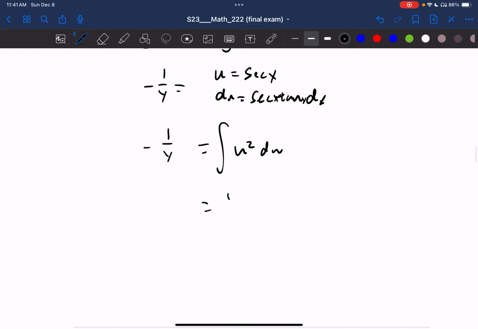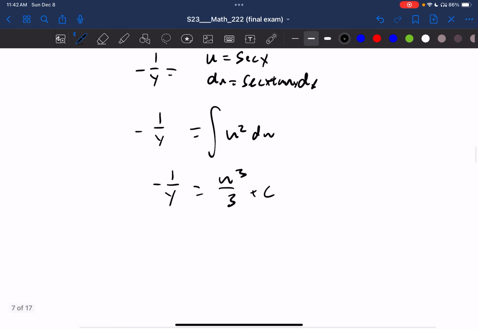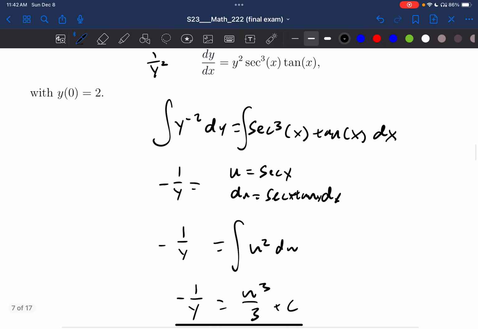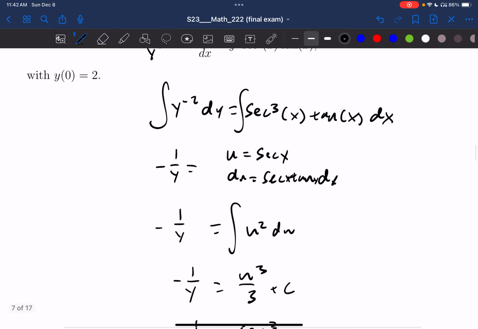The integral of this is going to be u to the third power divided by 3 plus c, 1 over what? Now replacing u with what it is, which is secant: secant to the third power x divided by 3 plus c. 1 over this. This will be your answer. Or actually, this will be our not answer yet. It will be our answer soon.